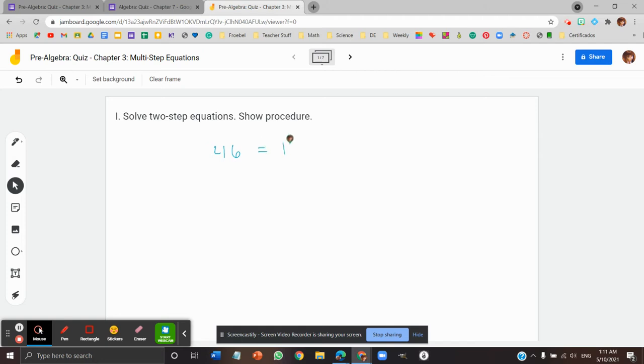equals 10 plus 2v. And you know that the v is our variable. And we want to solve so we understand, again, so we know what v is. That is our objective. What is v?